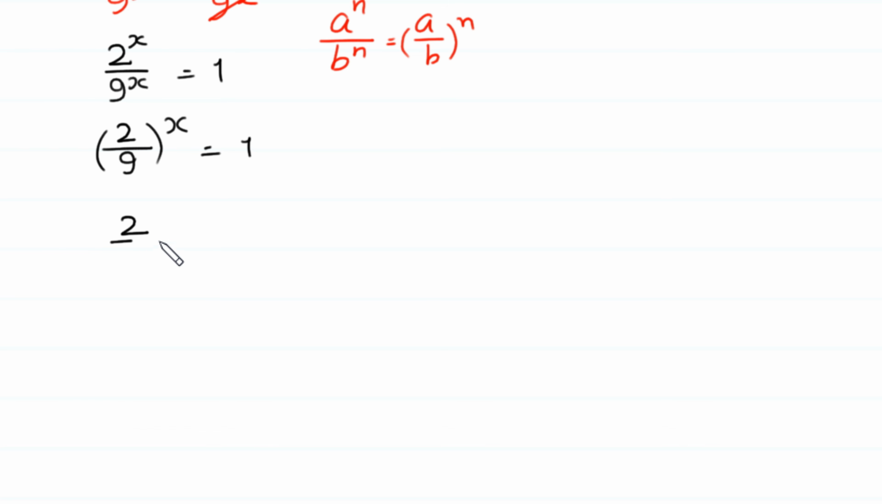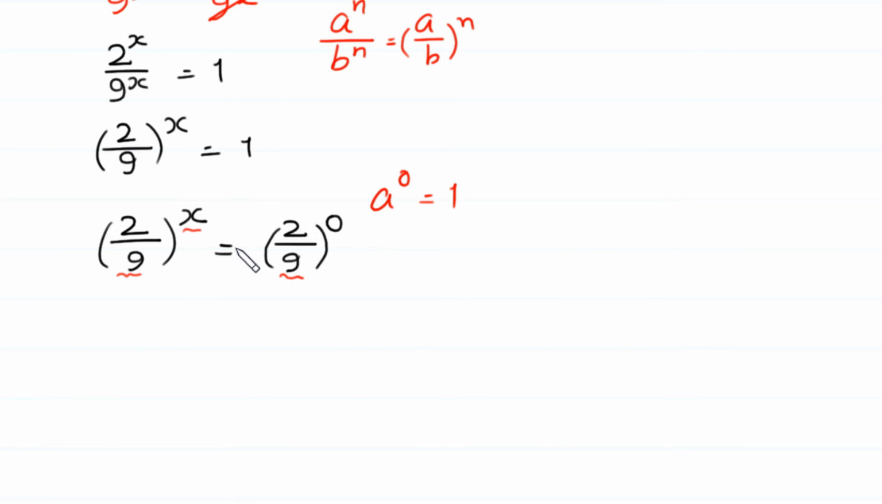Next, 2 over 9 whole to the power x is equal to, according to property of exponents, a to the power 0 is equal to 1. We can write this 1 as 2 over 9 whole to the power 0. Now because base is same at both sides, so this x is equal to this 0. X is equal to 0. This is the first solution of this equation.